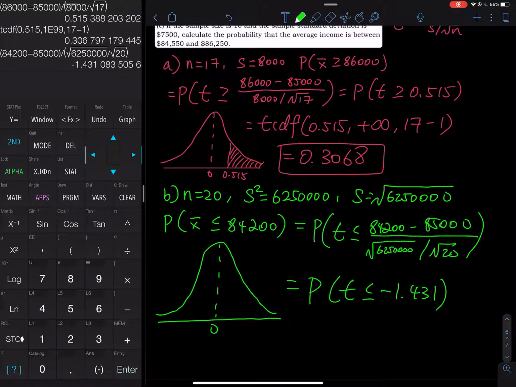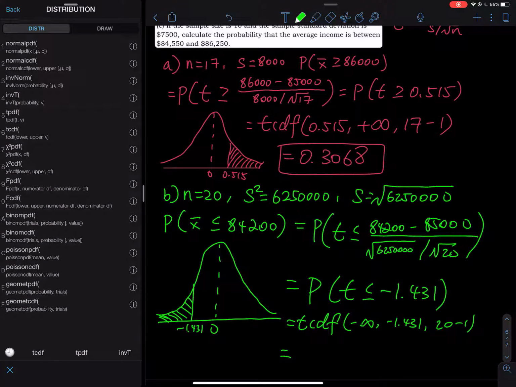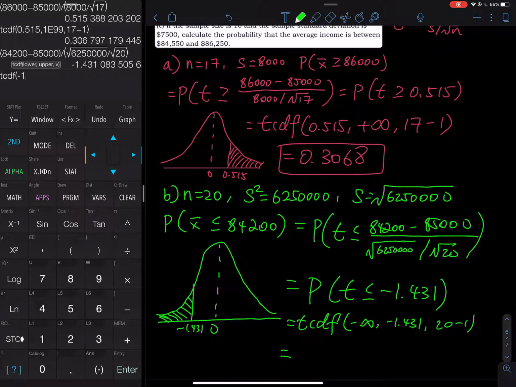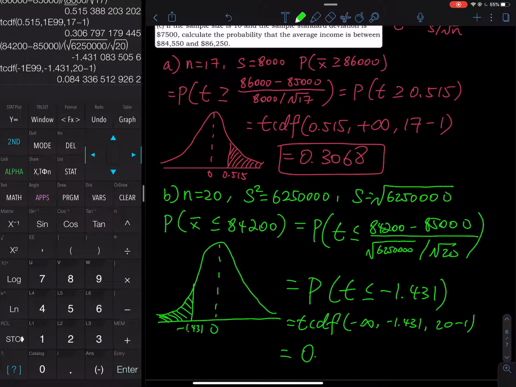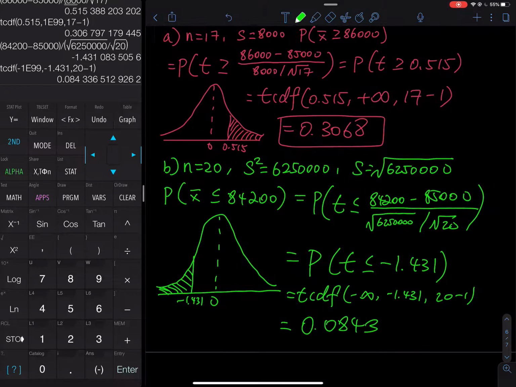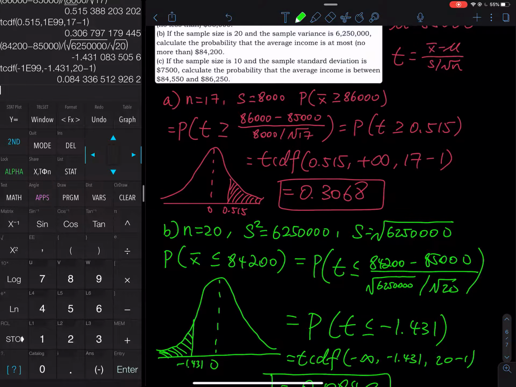All right, so negative 1.431, less than or equal to, so that is a TCDF from negative infinity to negative 1.431, and then the degree of freedom is 20 minus 1. Second VARS, TCDF, from negative infinity to negative 1.431, and then the degree of freedom is 20 minus 1, so the area is 0.0843. Okay, so that is part B, and then part C is between two numbers, right?